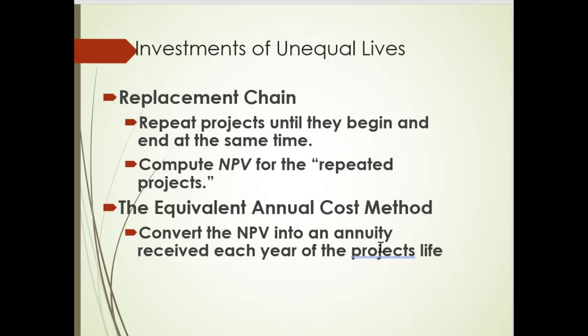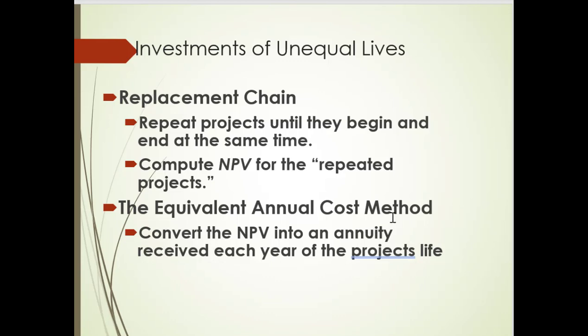So how do we do this? There are two techniques that we can use. One's called the replacement chain, and the other is called the equivalent annual cost method. So essentially, the replacement chain repeats projects until they will begin and end on the same time frame. Then we compute net present value for all of the repeated projects. So we're just going to then calculate the present value of all of those projects, add them all up. That gives us the replacement chain.